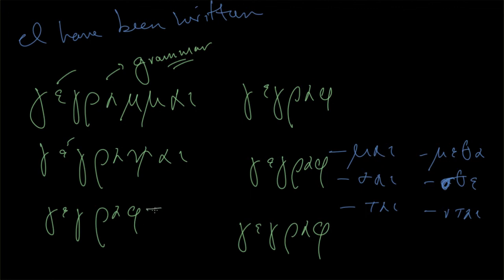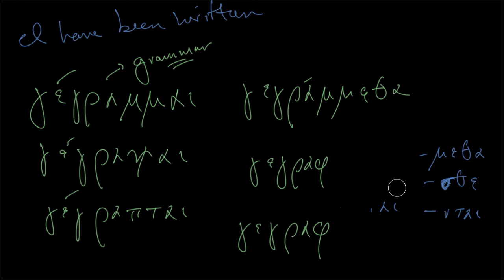And then in the plural, we're going to be adding a tau. And remember that the phi is going to lose its aspiration and become a p. So gegraptai. All right. So in the plural, gegrammetha, again, the phi is going to behave just like it did in the first person singular and become a mu. So gegrammetha. And then, so we have been written.